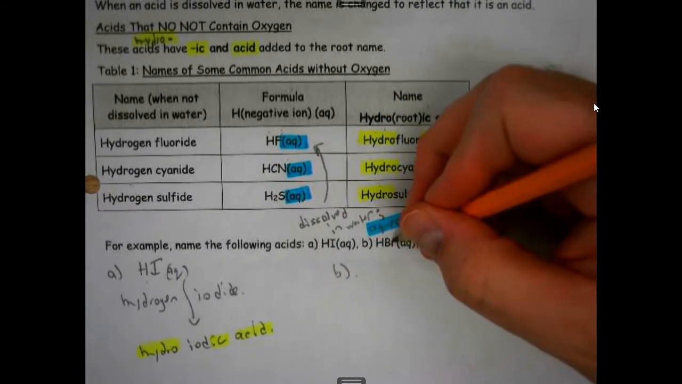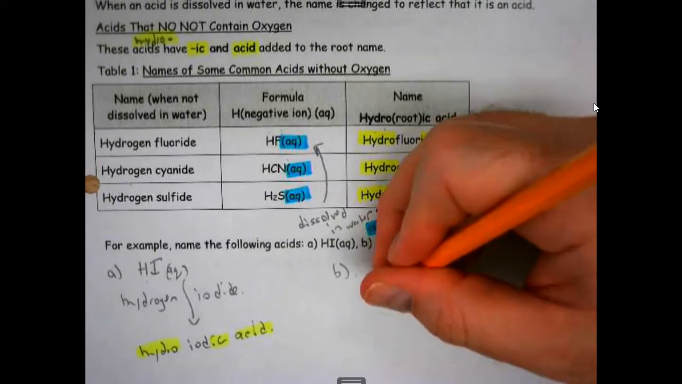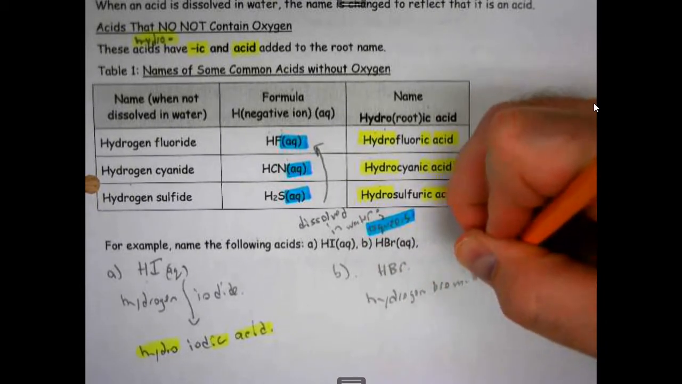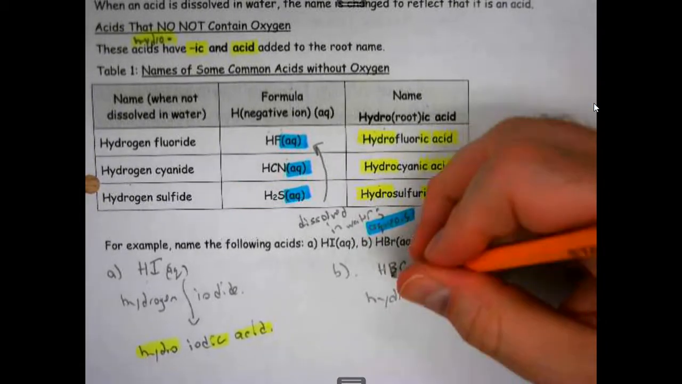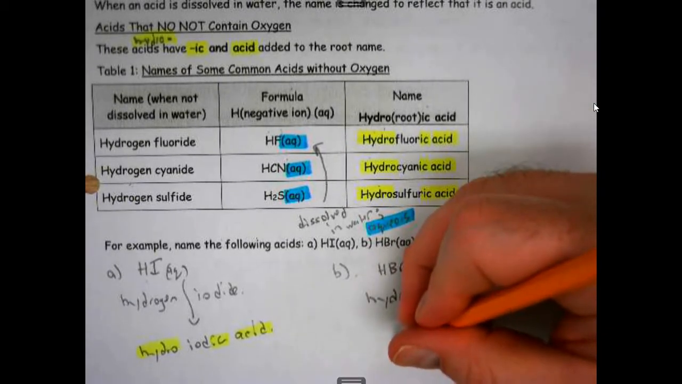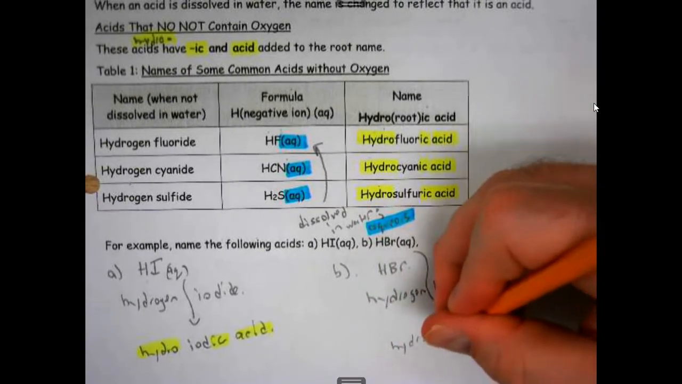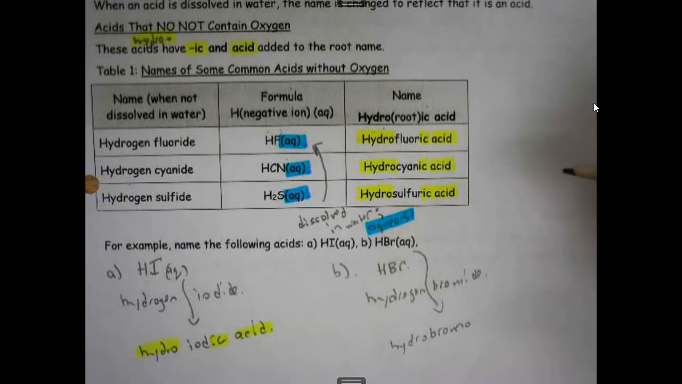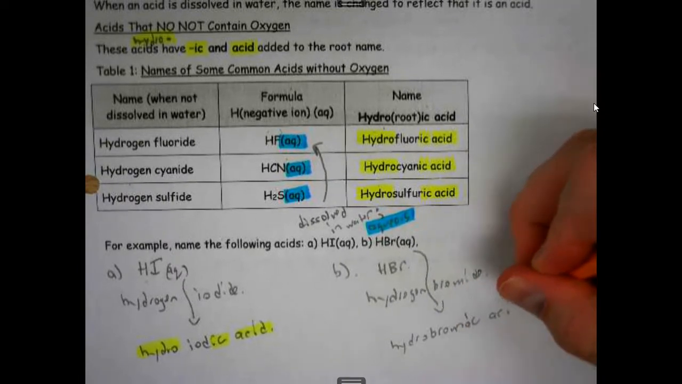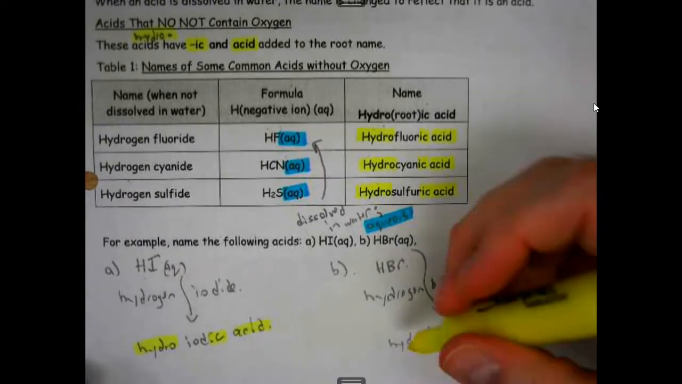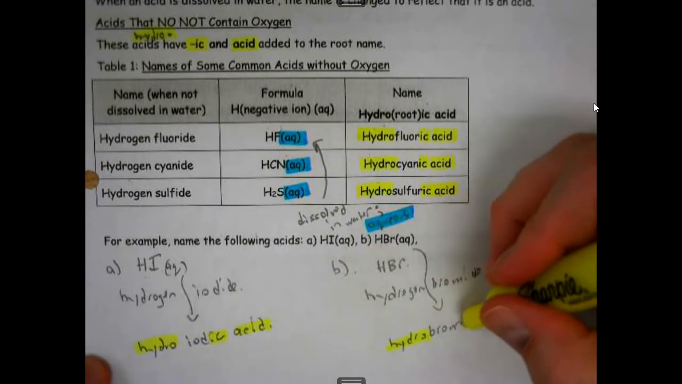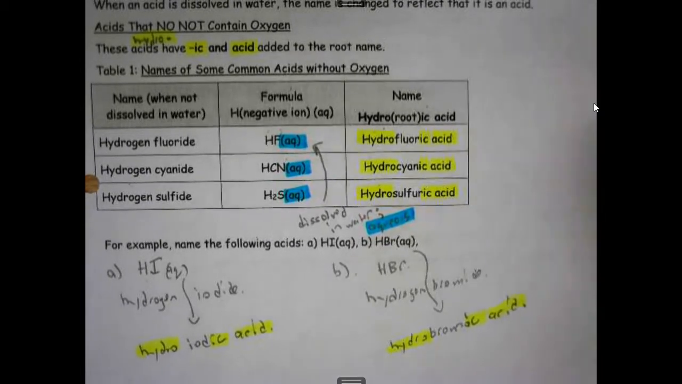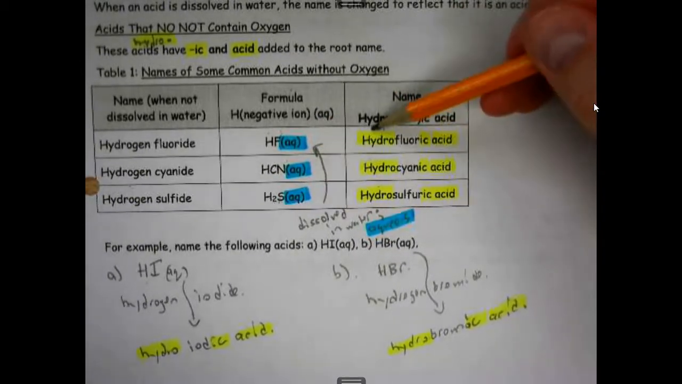And then the same thing applies for HBr. So this would be hydrogen bromide. But when I throw it into the water, we change this to reflect that it's an acid. So it would be hydrobromic acid. Okay. And it's pretty straightforward. As long as there's no oxygens in here, you use hydro-ic acid.